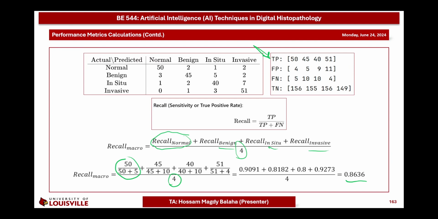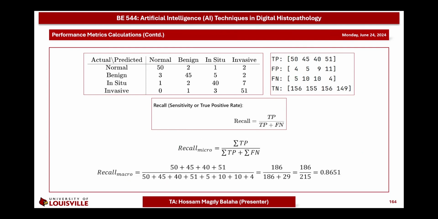So you will calculate the recall for the normal class, benign, in situ, and invasive, and then divide by 4 to get the result. For example, the recall for the normal is true positive divided by true positive plus false negative. And as you see here, this is a summary of the four components for each class. To get true positive for the normal class, it's 50, and false negative will be 5. So it will be 50 divided by 50 plus 5. Benign will be 45 divided by 45 plus 10, and so on. So the overall macro metric will be 86%.